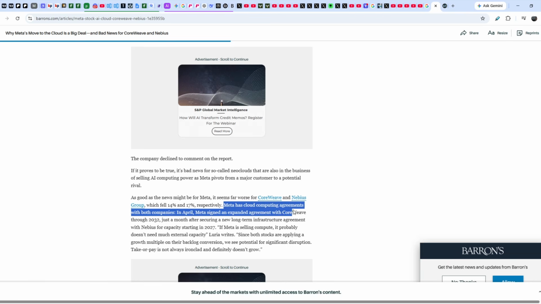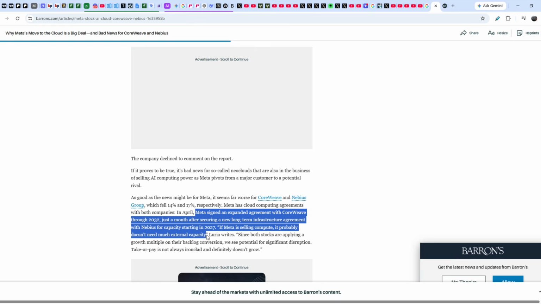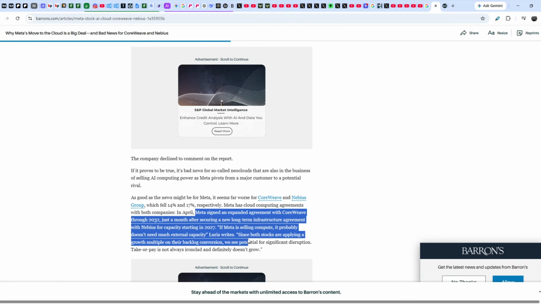So, Meta has cloud computing agreements with both companies, it means CoreWeave and NBIS. In April, Meta signed an expanded agreement with CoreWeave through 2032, just a month after securing a new long-term infrastructure agreement with NBIS for capacity starting in 2027. If Meta is selling compute, it probably doesn't need much external capacity, Laura writes. Since both stocks are applying a growth multiple on their backlog conversion, we see a potential for significant disruption.